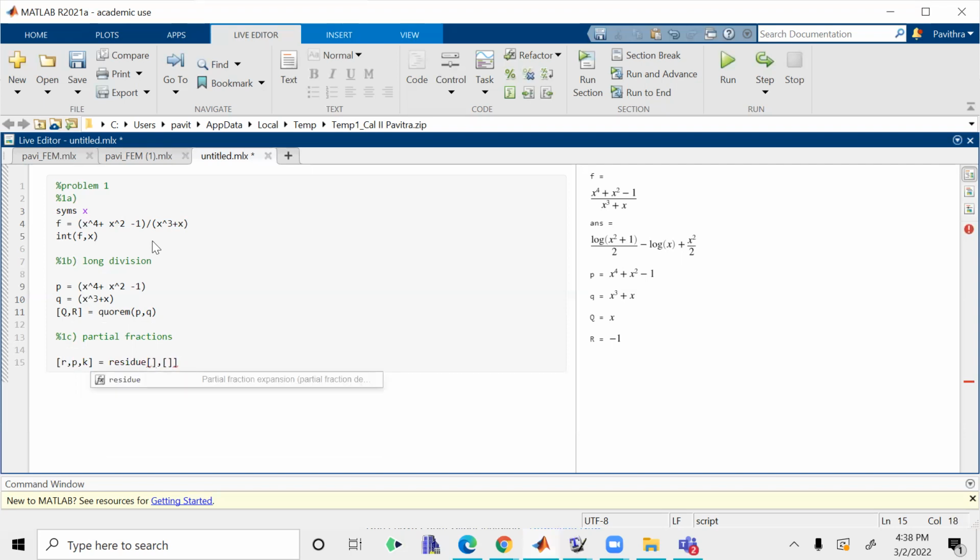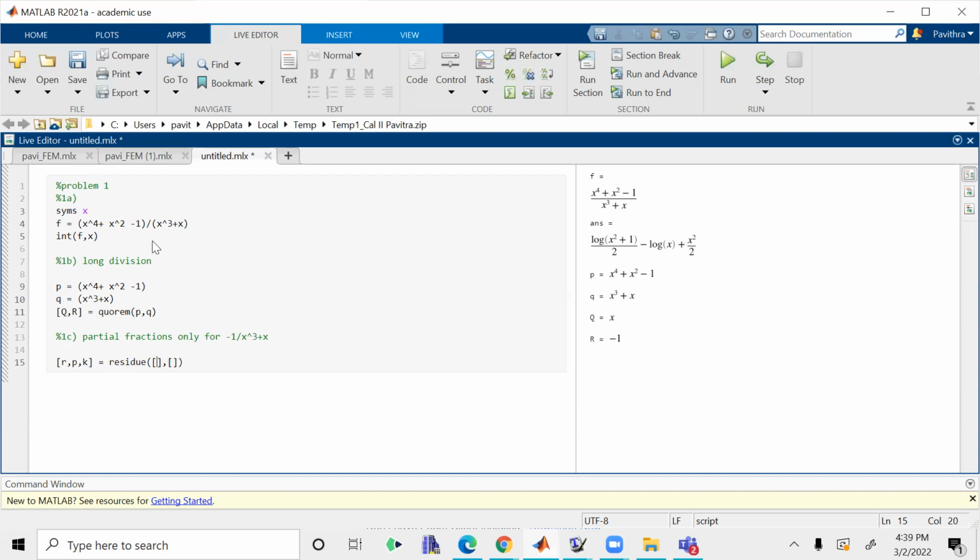Oops, made a mistake here. Whenever you are entering the input arguments, you have to specify them inside the parentheses. Okay. Now the residue function needs the coefficients as the input arguments. Now we are going to apply partial fractions only for -1 divided by x cubed plus x. Only for this term, we are going to apply the partial fractions.